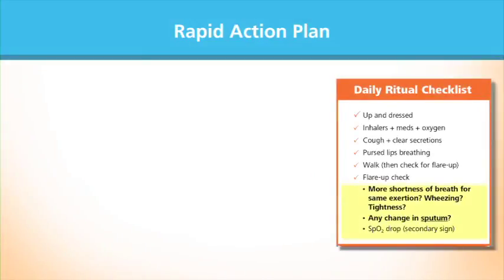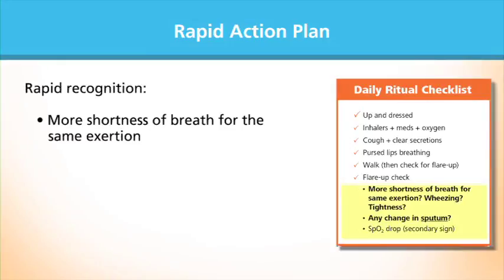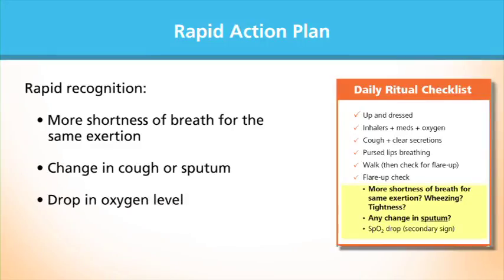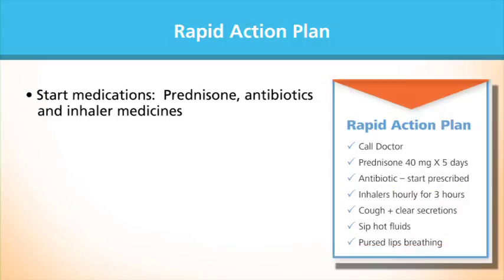Now, the rapid action plan involves rapid recognition. Is the person more short of breath for the same level of exertion? Is there a change in secretions, either more secretions, more difficult to cough up? And is there a drop in oxygen level? First thing they do is call the physician, start their prednisone, their antibiotics, their inhaler medications, their pursed lip breathing, and adjust their oxygen. Patients should never run out of medications, and the doctor should monitor closely.